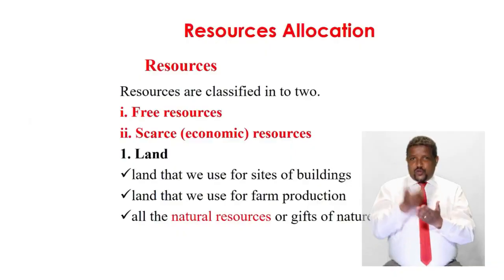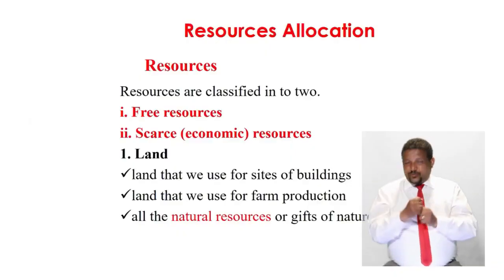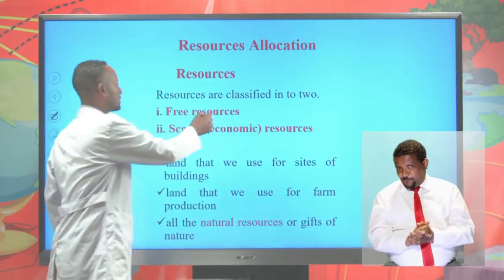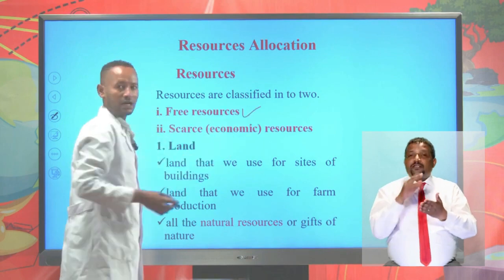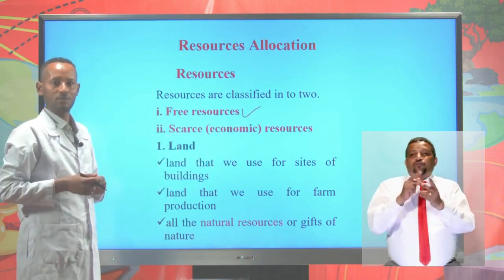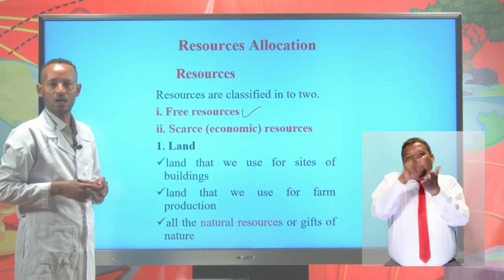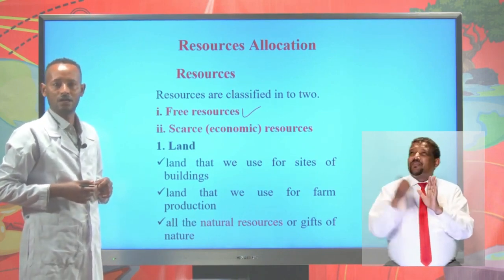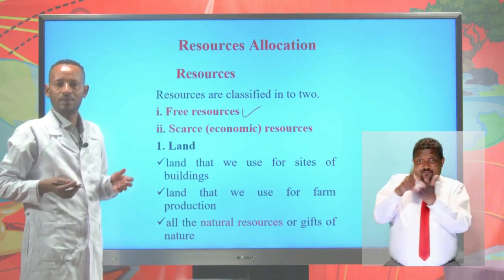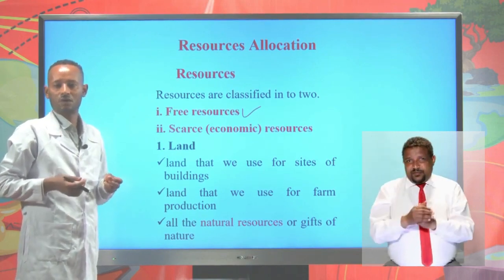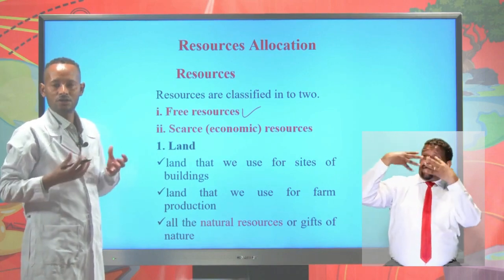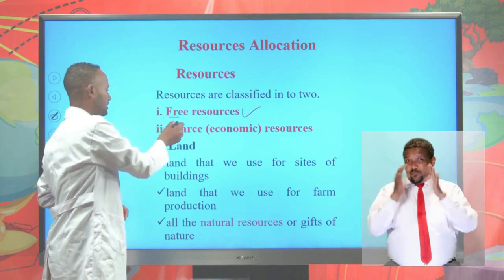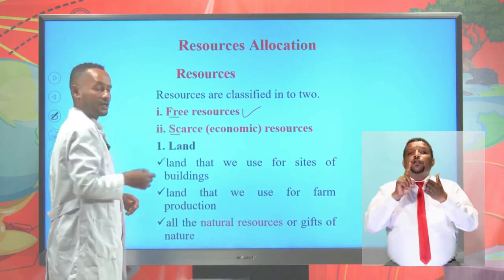Resources are categorized into two, called free resources and scarce or economic resources. Free resources are resources that we are not expected to pay for, or simply that we get without any cost. For example, sunshine is a free resource. We are not expected to pay to get the service of sunshine. And oxygen is also a free resource. But this is not our concern. Our major concern is the scarce or economic resources.